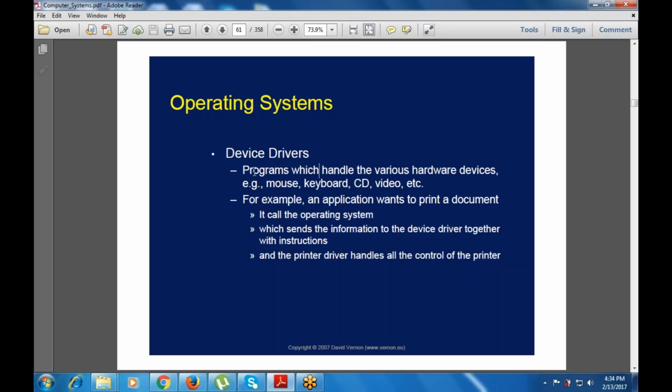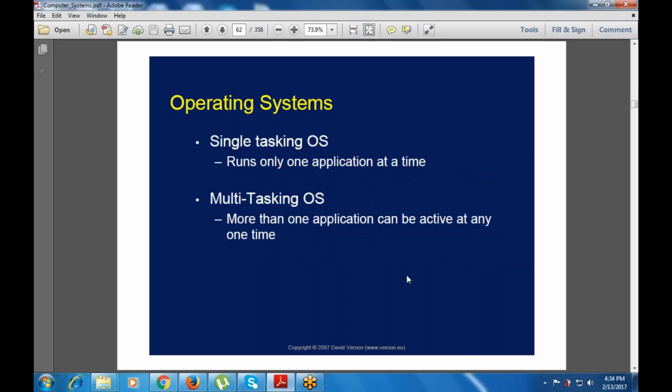There's a device driver, that is a program which handles the various hardware devices, for example mouse, keyboard, CDs, video, etc. For example, if I'm talking about an application that wants to print a document, it calls the operating system, which sends the information to the device driver together with the instructions. Whatever instruction is given is supported by the device drivers, and the printer driver handles all the controls of the printer.